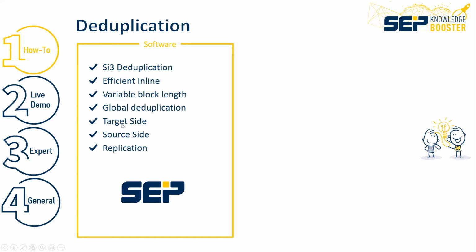We have three options for deduplication. That's the target side deduplication, where everything is deduplicated inline in memory before writing to the disk storage. We have the source side deduplication, where the deduplication will take place on the client. And we have the replication, which is transferring the data in deduplicated form, and this helps to reduce the amount of data you have to transport over the wire. You can replicate over WAN interface, and that's the important functionality we need for our cloud integration.